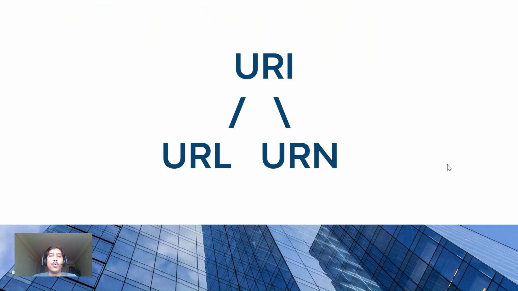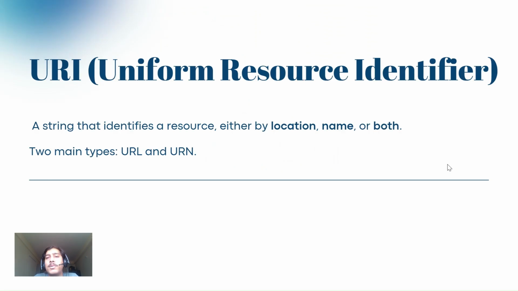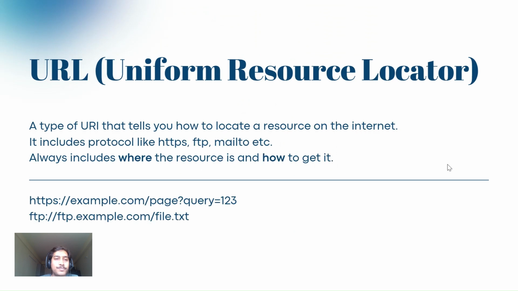So basically the URI is of two types, URL and URN. The UR here means Uniform Resource, so it is common in all three terms. So let's first come to URI. It is Uniform Resource Identifier. It is just a string that identifies either by location, by name, or both. So basically, the resource identifier is of two types, URL and URN.